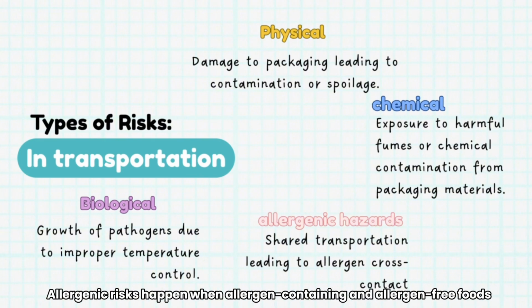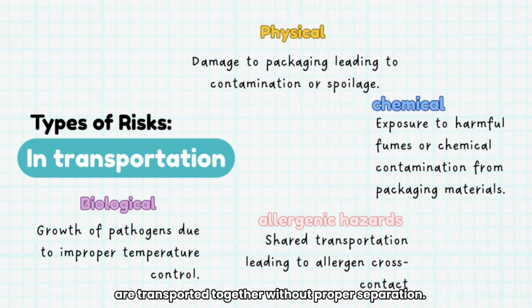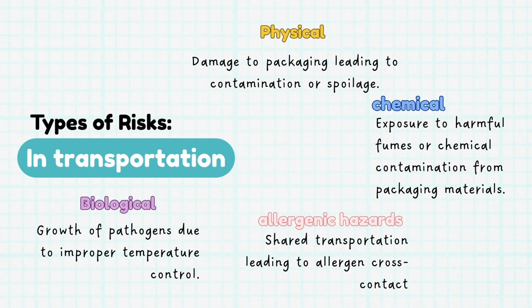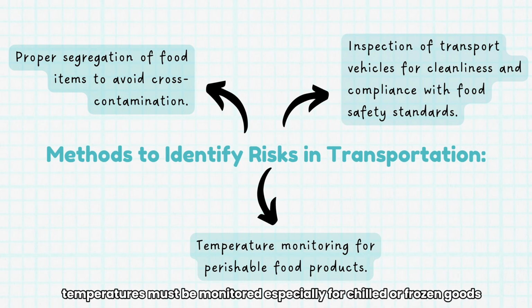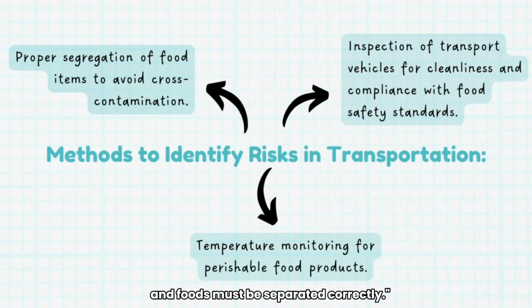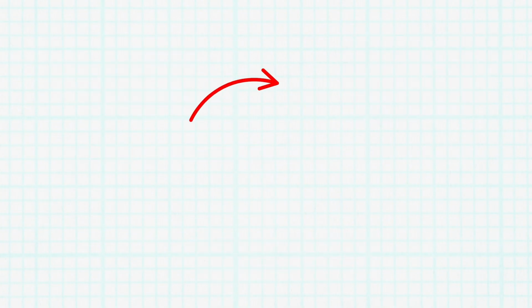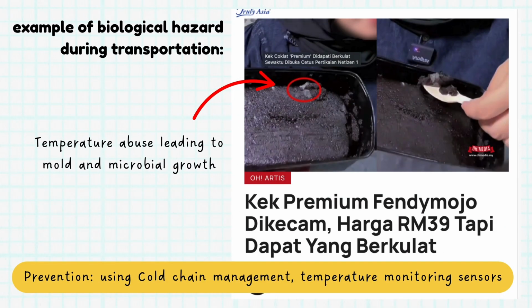Allergenic risks happen when allergen-containing and allergen-free foods are transported together without proper separation. To prevent these, transport vehicles must be inspected for cleanliness. Temperatures must be monitored, especially for chilled or frozen goods, and foods must be separated correctly.